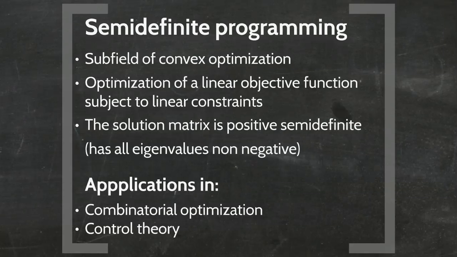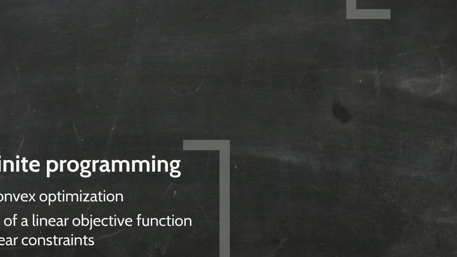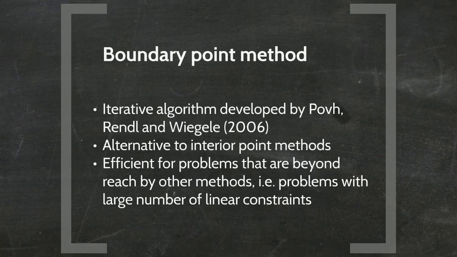In semi-definite programming, one optimizes a linear function subject to the constraint that an affine combination of symmetric matrices is positive semi-definite. The boundary point method has been developed by my mentor Jan Povh and sets itself as an alternative to interior point methods. These usually die out on problems with many constraints, while the boundary point method can handle a huge number of linear equations.